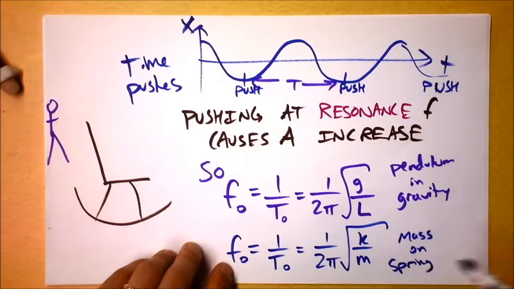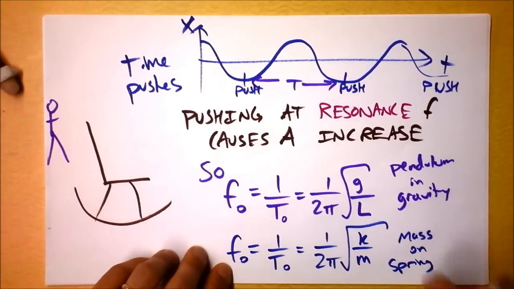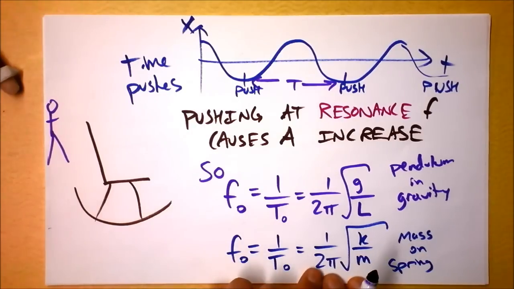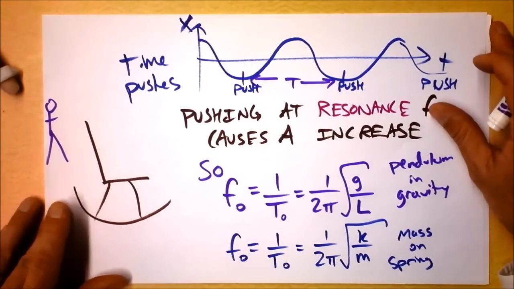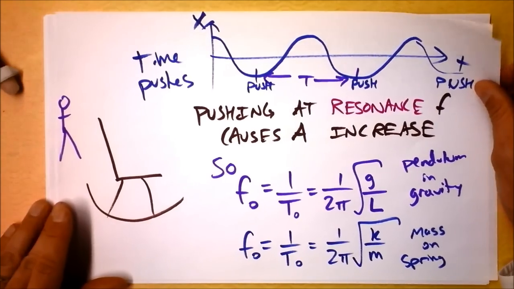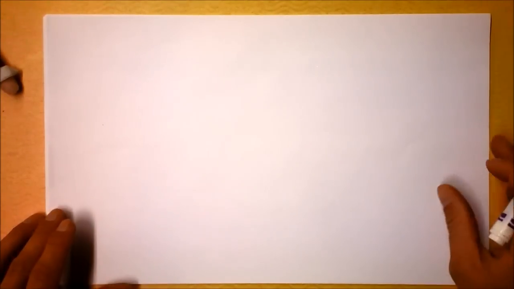This mass on a spring, if you push it down just when it's at its lowest point, you'll continue feeding more and more energy into the system, and so you will cause a dramatic increase in amplitude, and things can be destroyed. Now, the next thing I want you to consider is the effect of friction on the system. What if we're pushing and there's friction?